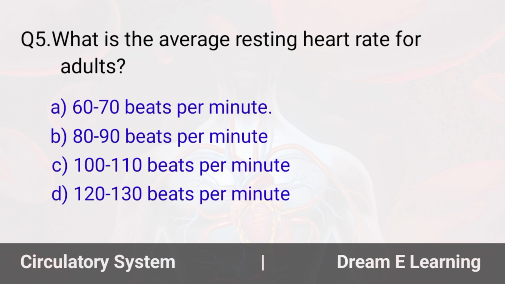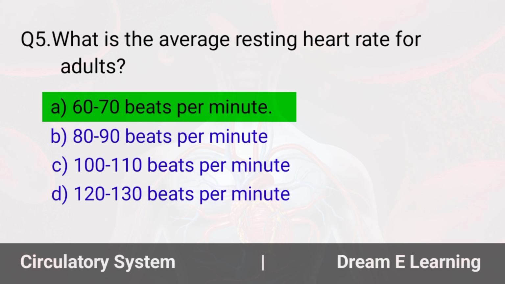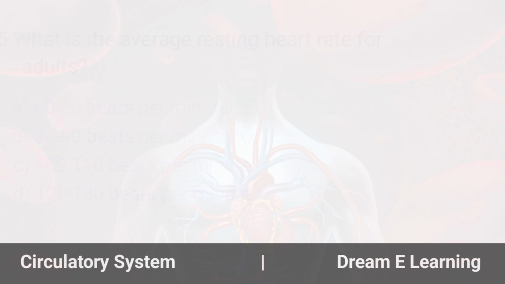Question number 5. What is the average resting heart rate for adults? The correct option is option A, 60 to 70 beats per minute.